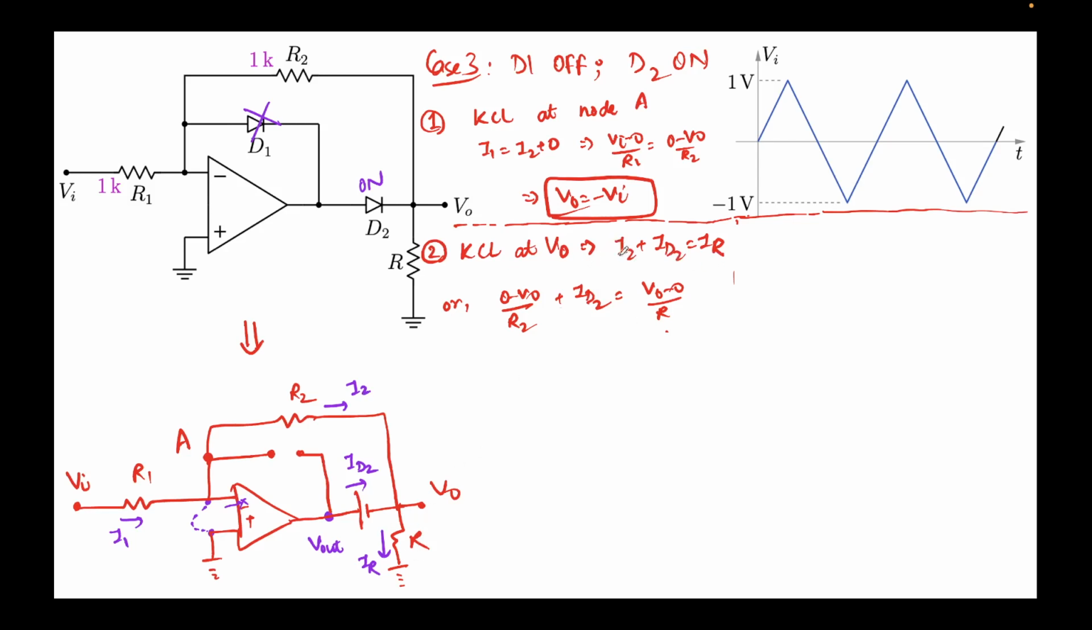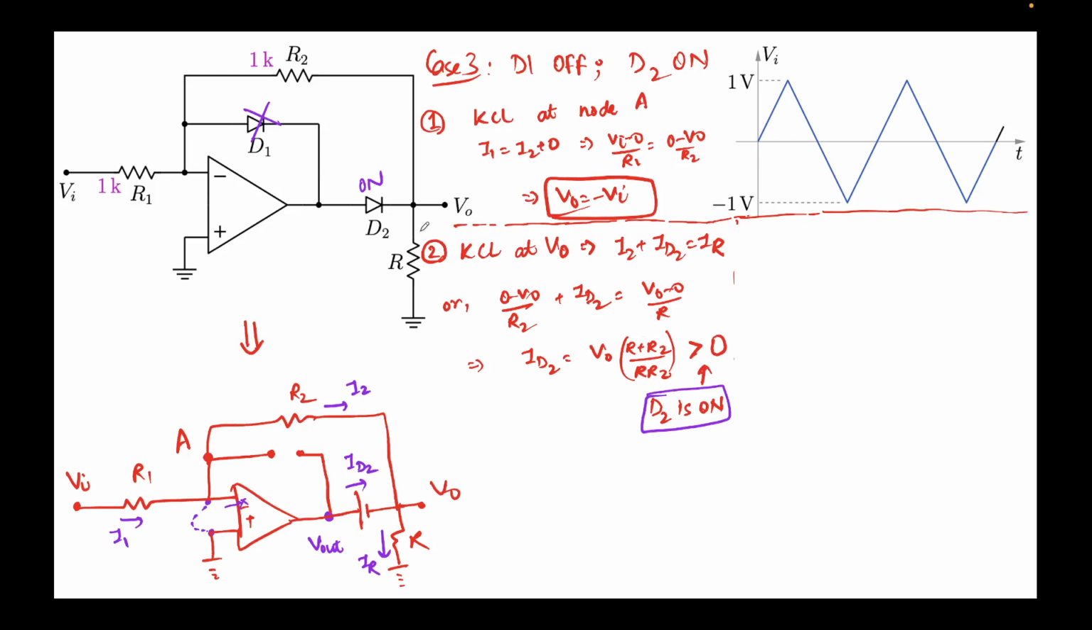I'll place their expressions. So I2 is 0 minus V0 over R2. ID2 remains the same, we don't know the expression for that. And IR is V0 minus 0 over R. I'll rearrange the terms. So ID2, if you take V0 to the other side, R and R2 are in parallel, because this is V0 and this is ground as well as this is ground. So V0 times R plus R2 over R R2 should be positive. Why should this be positive? Because D2 is on. Remember that.